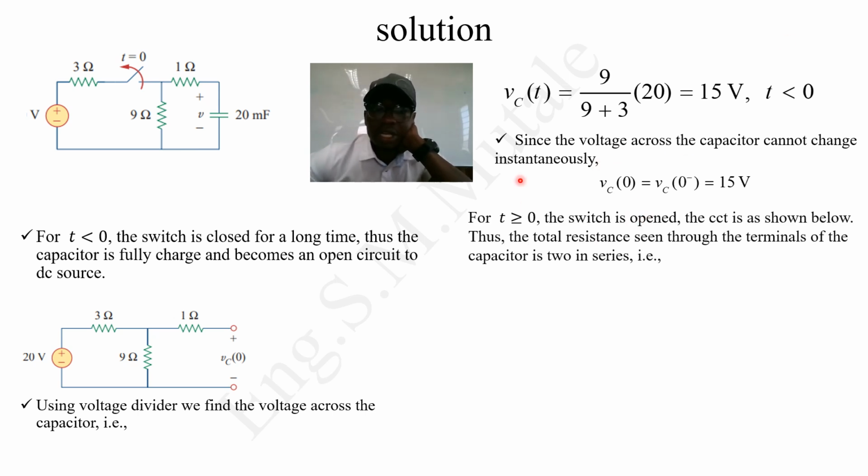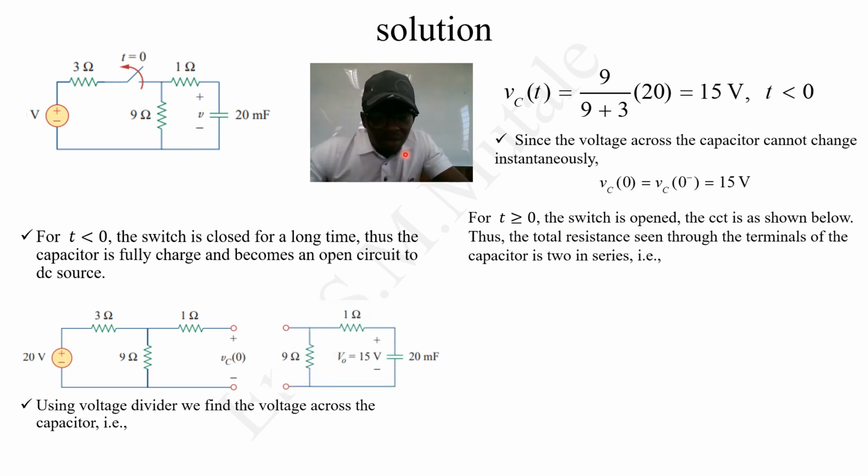Therefore, at a time which is greater than 0, the circuit changes. So when you open this switch there, it means this voltage source and the resistor will not be in the circuit, and our circuit will remain like that, which is this one here. So from here we can find the equivalent resistor by basically adding these two resistors. When we add those, our equivalent resistor will be 10 ohms.